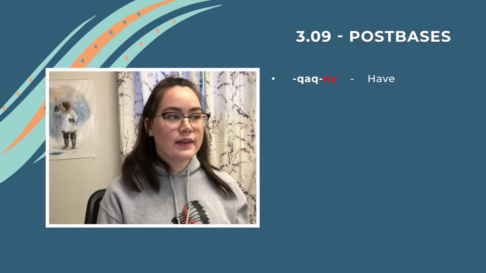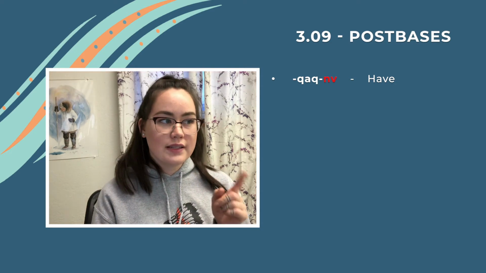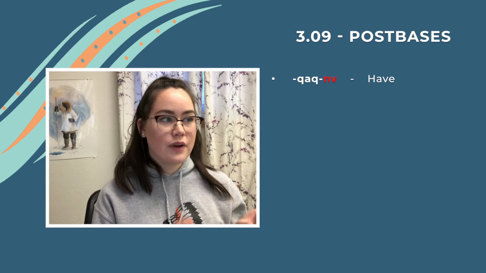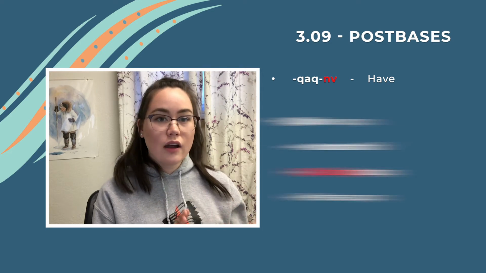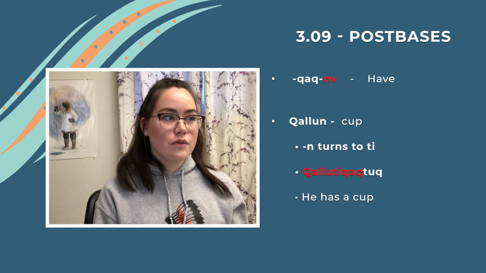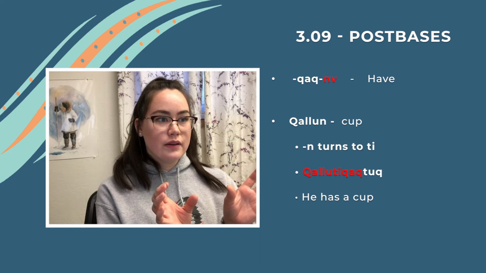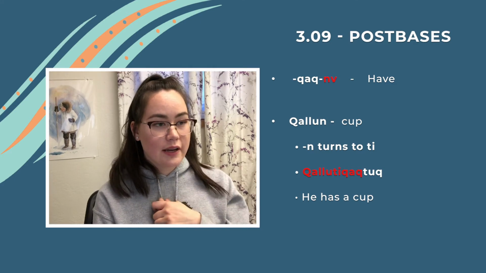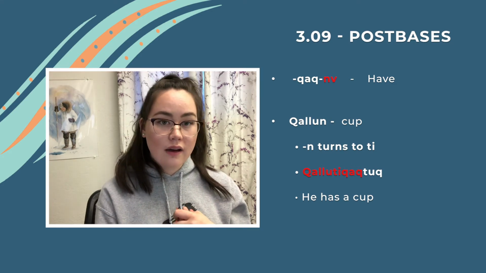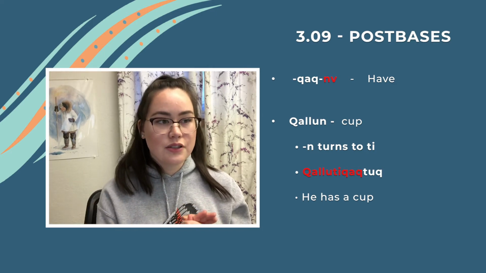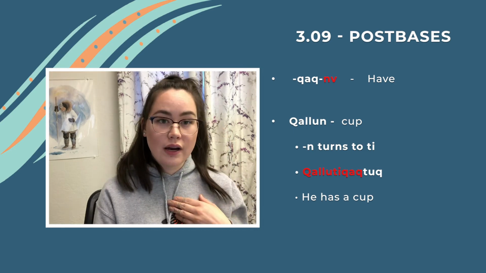More on postbases. One example of a postbase is kak, which means to have. You will notice that attached in red is the NV, and that means with that specific postbase, you have to use a noun base word. So to have a noun, like what an example would be kalun, that's a thing, a cup. So we would attach kalun plus that postbase kak and we would apply assimilation to that N, because you'll have to make that assimilation change. So N will turn to a TI, and we will say kalutikak. You won't say kalunkak, you'll say kalutikak. And with the ending he, she, or it, you'll add tuk. So kalutikaktuk. He has a cup. Kalutikaktunga. I have a cup.